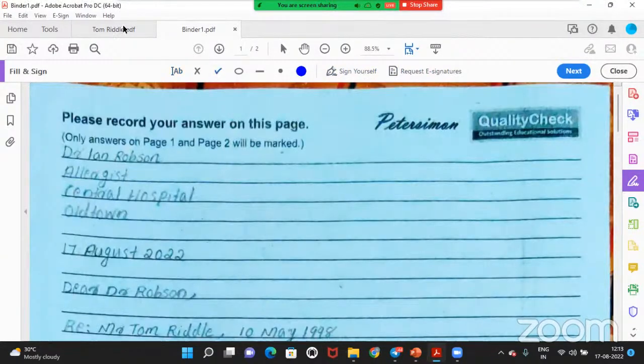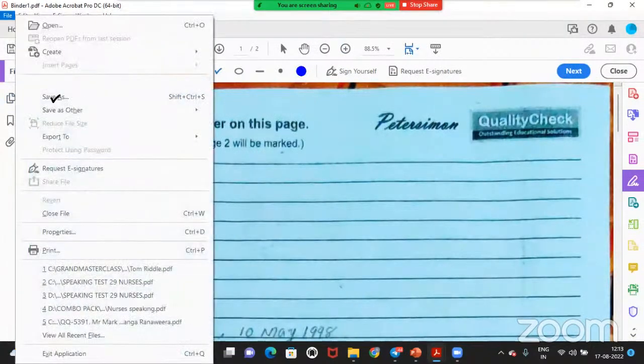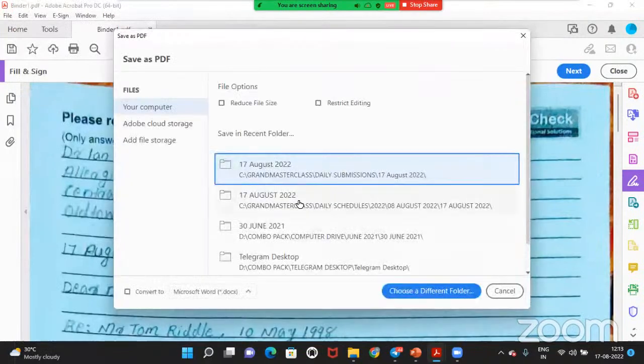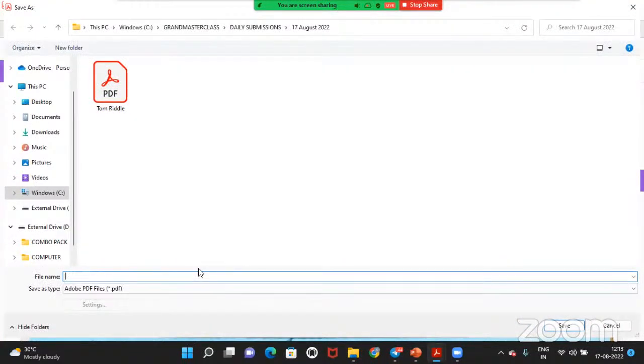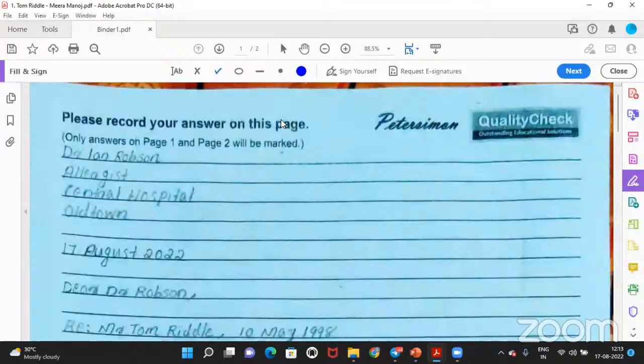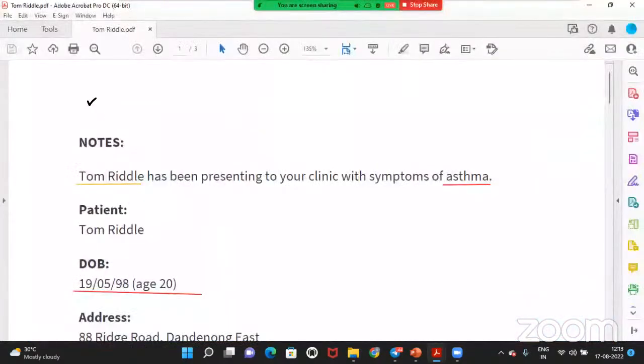So Tom Riddle, save as Tom, number one, Tom Riddle. Yeah, right. So here it is.